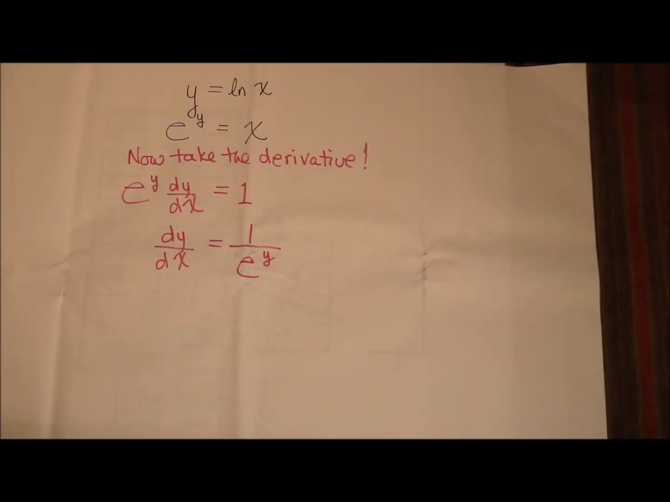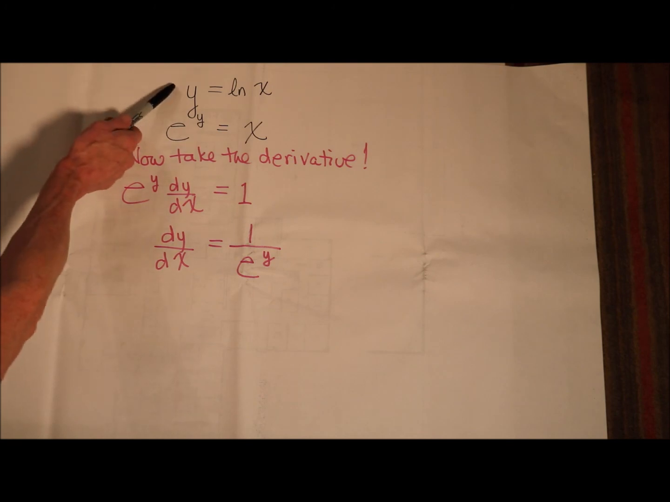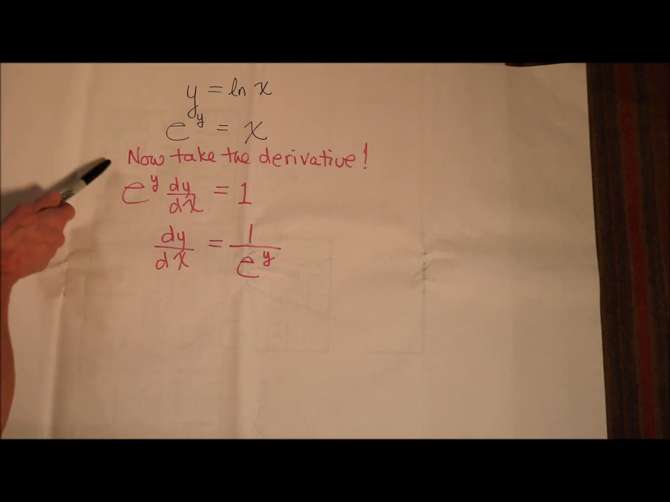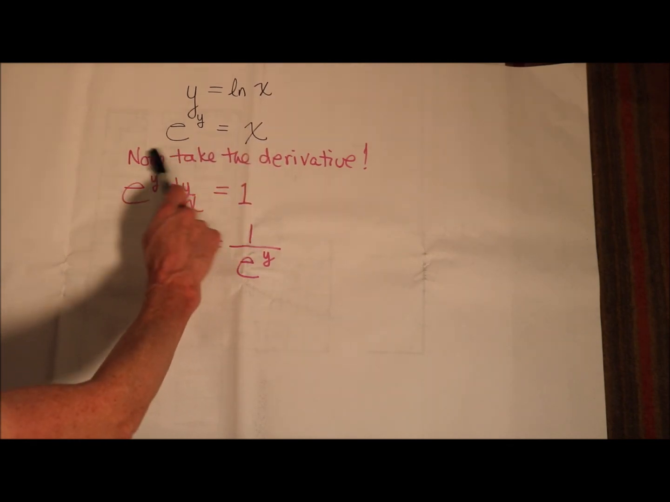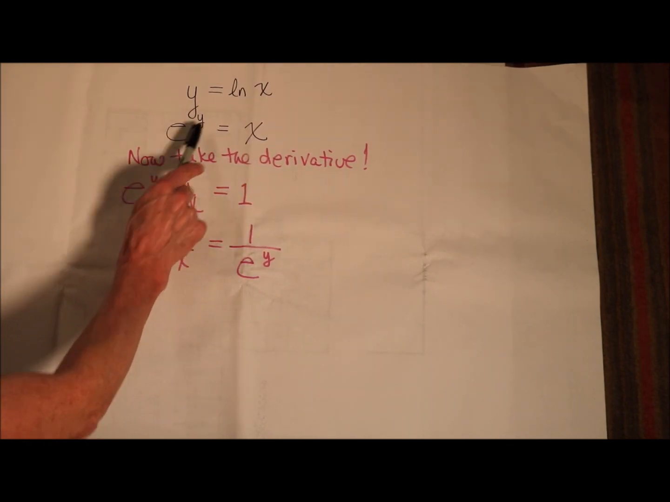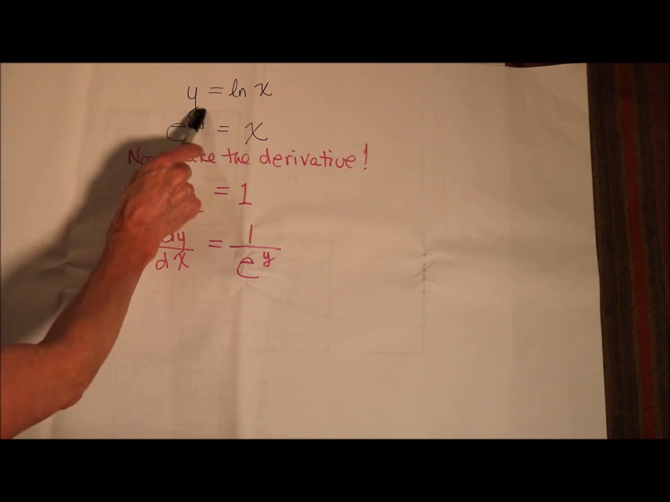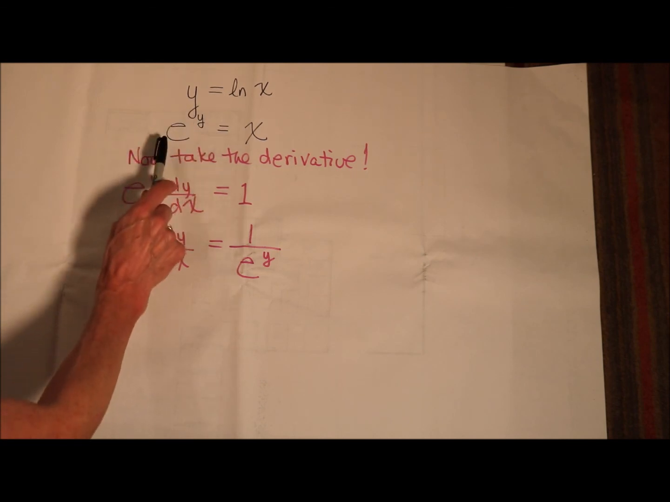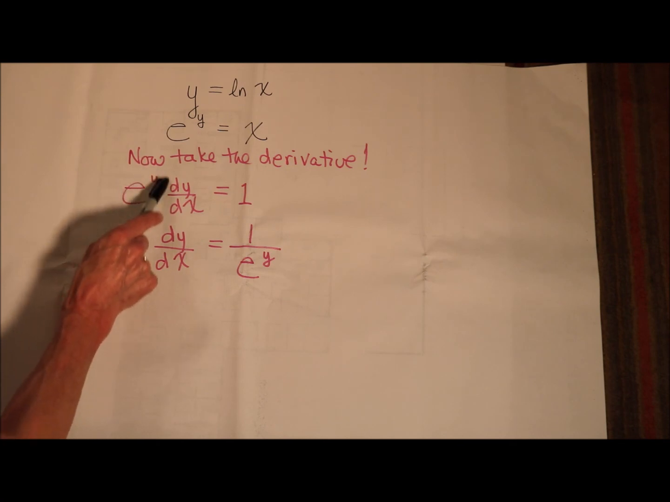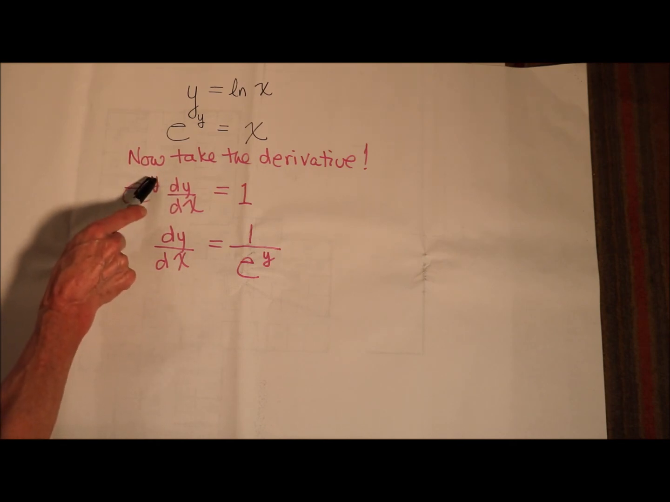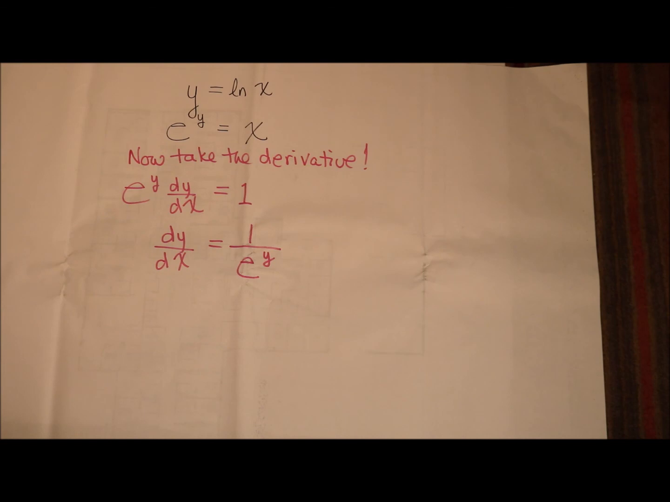Okay, how did you do? So I first rewrote this in exponential form, and then I took the derivative of both sides. Careful, you have to remember to use implicit differentiation here. And don't forget the chain rule. The derivative of e to the y is e to the y, chain rule, times the derivative of the inside, times the derivative of y, which is dy dx.